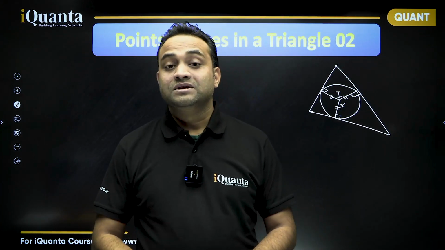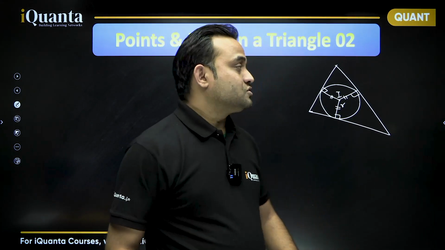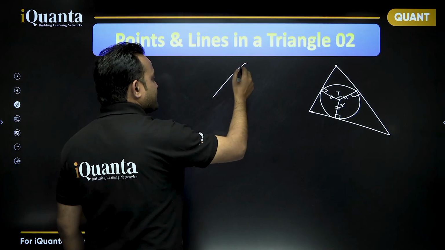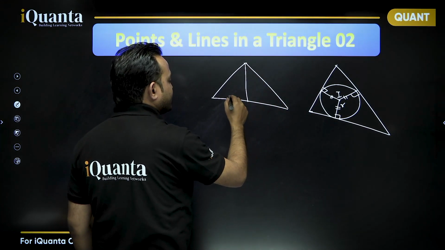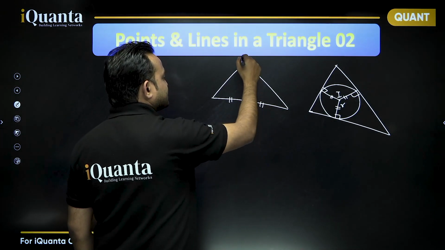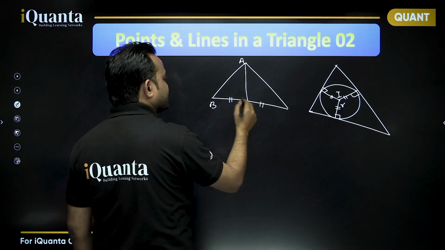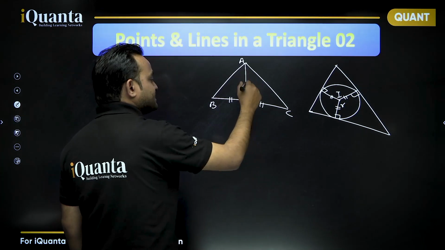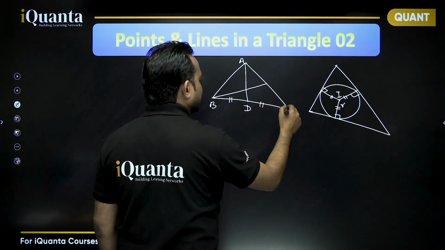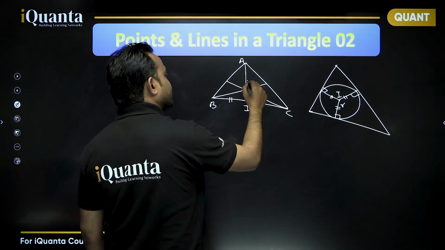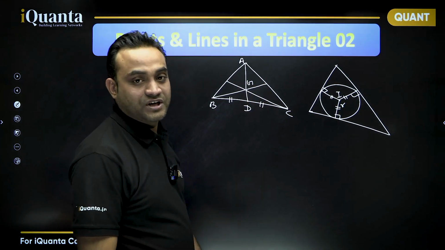Then comes medians. So in any triangle, from any vertex, if you join the midpoint of the opposite side, this length AD is known as median, and the intersection of medians is known as centroid, which is denoted as G.